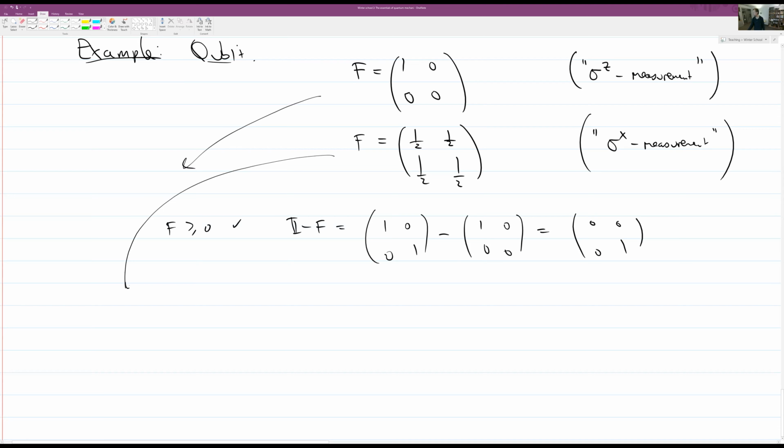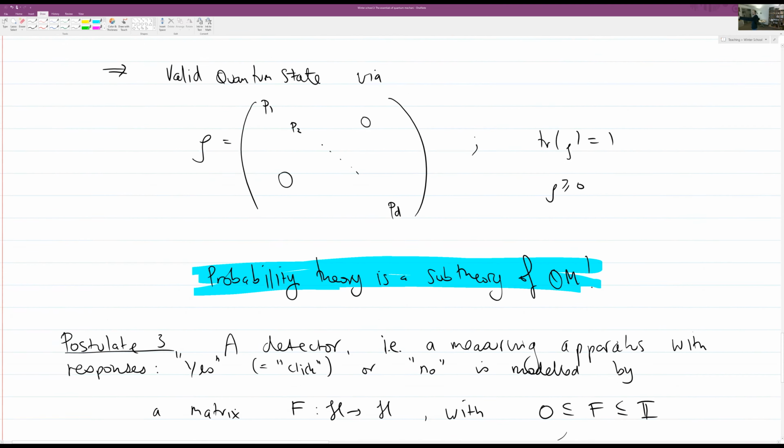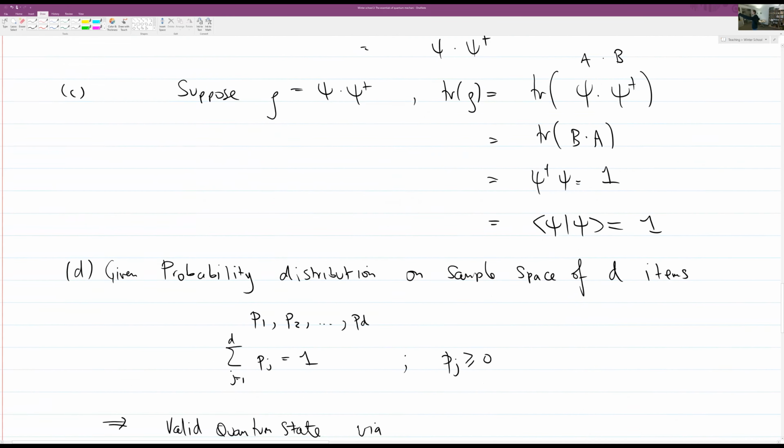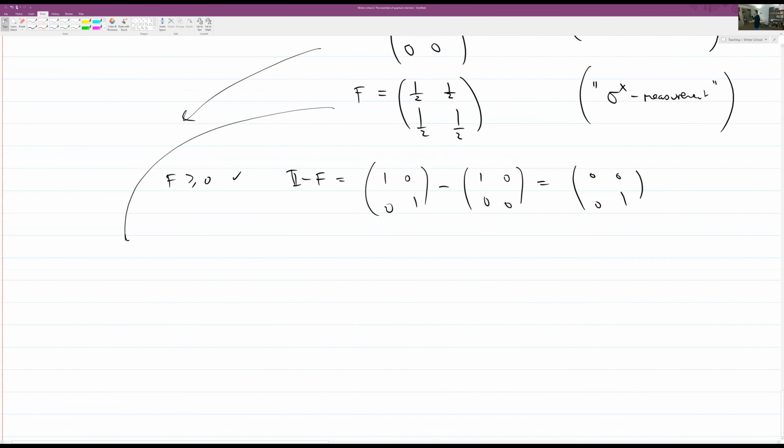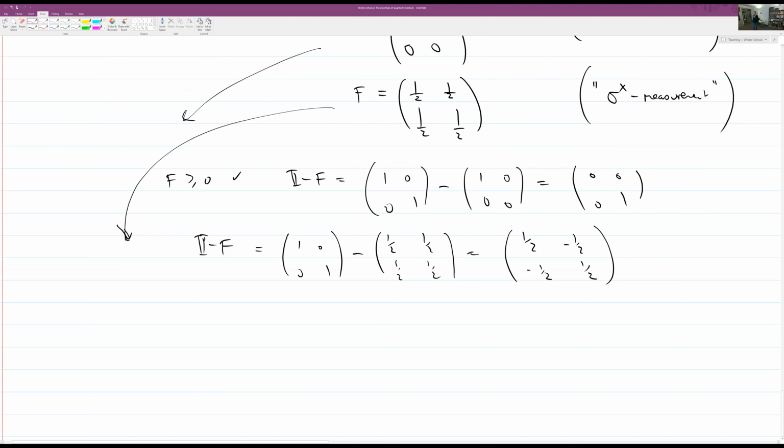What about this next one? Same story, right? We already know that F is positive because I actually used a matrix up above. I've already proved that rho is positive. It turns out F is the same as rho. That does sometimes happen, but is not usually the case. In this case, it does happen. F is positive, but what about 1 minus F, right? Might not be positive. 1, 1, 0, 0, minus a half, a half, a half, a half is equal to a half, minus a half, minus a half. Now, the question is, does this matrix have positive eigenvalues? And the answer is yes, right? If you work out the determinant, the determinant is zero. It's even better. And the trace is one. So we know it's a positive matrix by the arguments I've applied above.